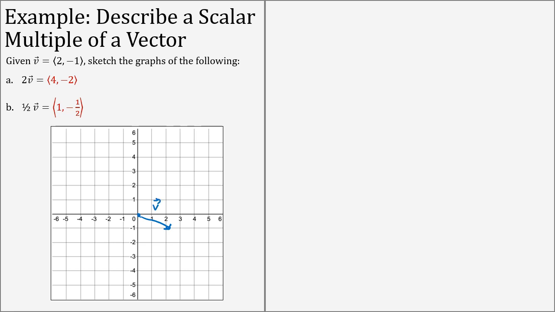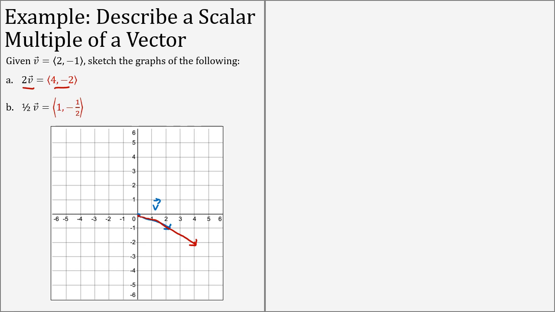The new vector, after I multiply it by 2, is the position vector 4, negative 2. So again, starting at the origin, but now I'm going to go to the right 4, and I'm going to go down 2. And does it appear that that is twice as long? I would say yes. We would only know for sure, however, if we actually calculated out that magnitude, which we could do, right?